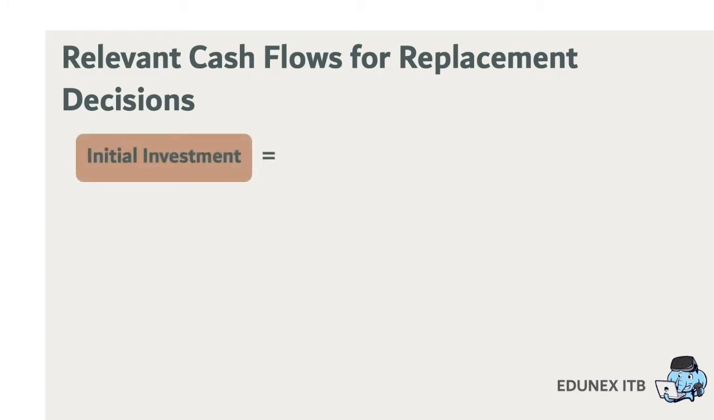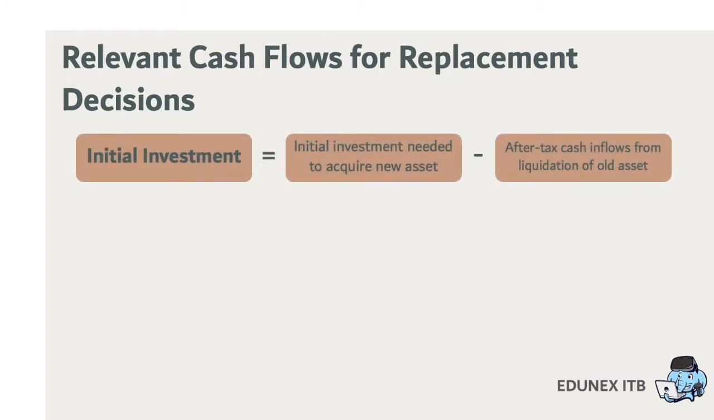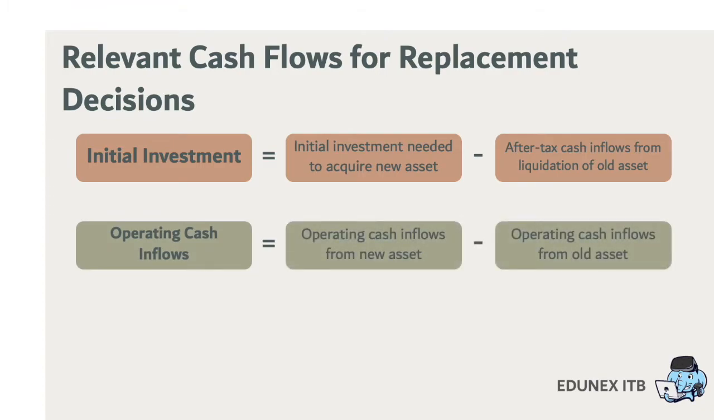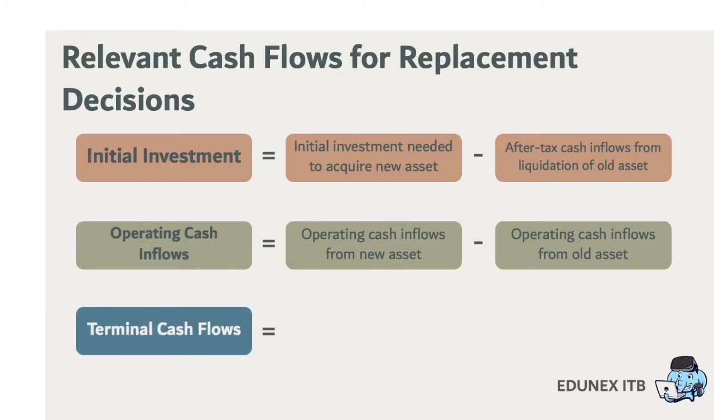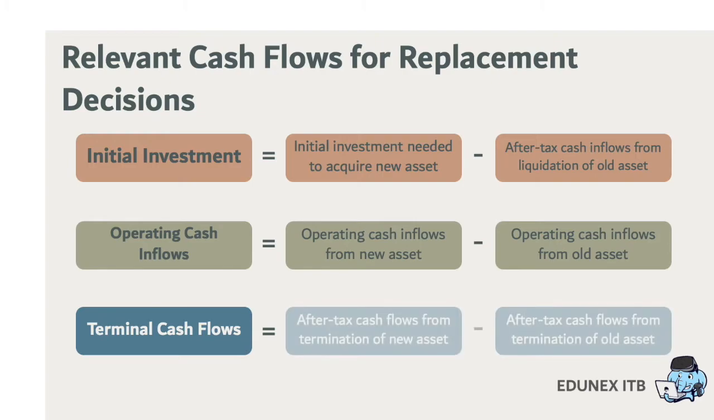To find the initial investment, you need to subtract the amount of money that you would get from selling the old asset from the amount you would need to pay for the new asset. Remember, since we are talking about replacing something, we need the old one to be sold. Operating cash inflows also show the difference between operating cash flows from the new asset and the old asset. It is calculated in the same way for terminal cash flows. It is determined by the difference between the expected after-tax cash flows at termination of the new asset and the old asset.